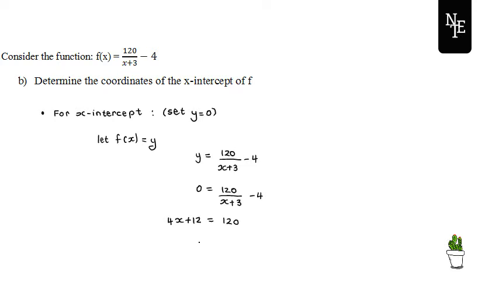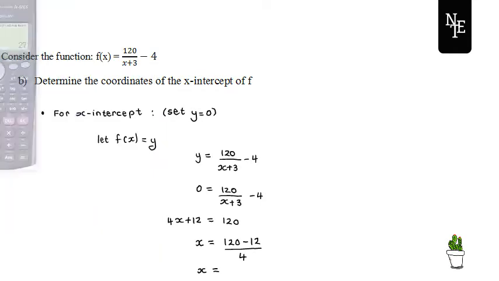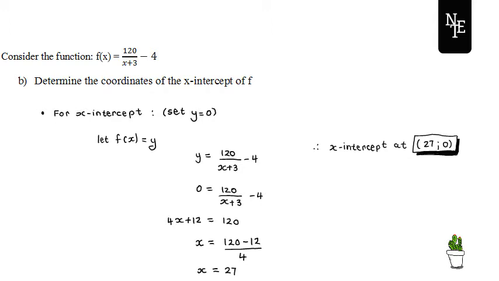So then we'll have that x is going to be equals to 120 minus 12 all divided by 4. So we'll just quickly use a calculator to determine that. When we do that, we get that our x-intercept is at x is equals to 27. So then we have that the coordinates of the x-intercept of f is located at the point (27, 0).